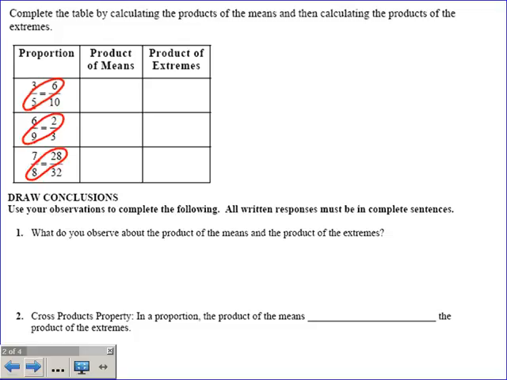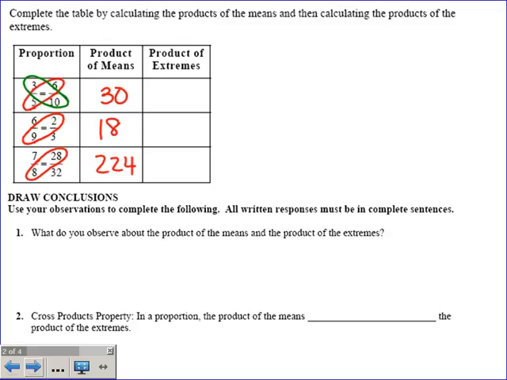You probably will need a calculator for some of them. Justin, what is 5 times 6? 30. So we're going to write 30 as our product of means. Brett, what is 2 times 9? 18. And let's see, Sierra, 8 times 28. 224. That sounds good to me. So these are our means. The extremes are going to go the other way. These guys here.